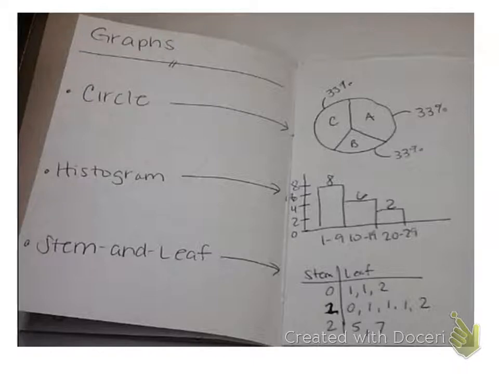Graphs. The first graph we have is a circle graph. The second graph is a histogram. And the third one is a stem and leaf plot.